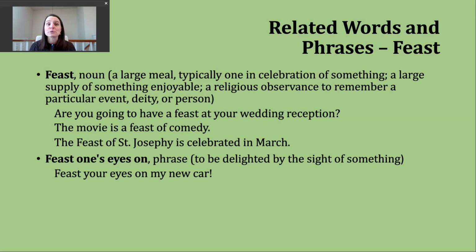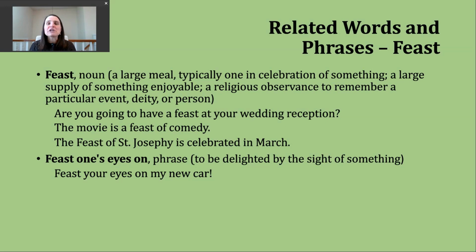A second way to use the noun feast is to refer to just a large supply of something that is enjoyable. I saw this sentence in an article, and I thought it was interesting. This movie is a feast of comedy, right? So what that tells me is the movie that was being described is going to make you laugh a great deal, right? So there's a large supply of jokes and laughter. That's our something that is enjoyable.